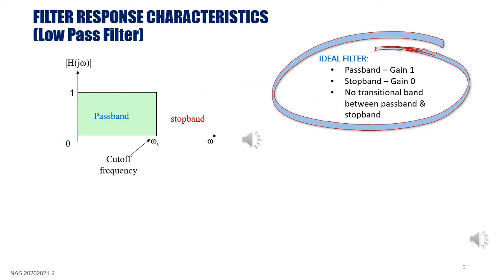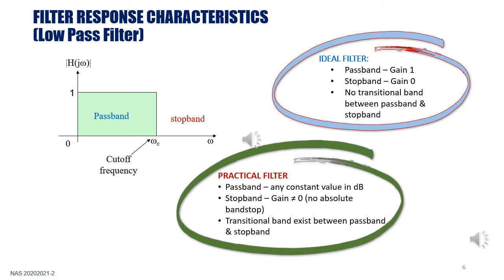On the other hand, in the practical case, the passband gain or its amplitude is not exactly 1, while the stopband gain is not equal to 0. There is no absolute bandstop value in a practical filter. Meanwhile, a transitional band exists in between passband and stopband.